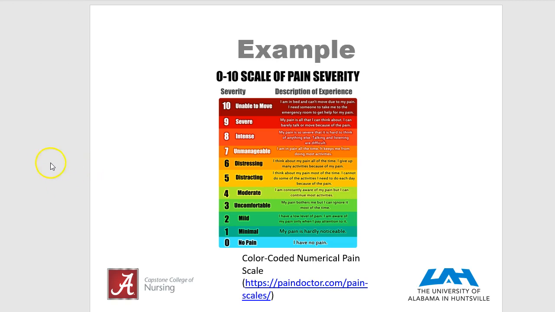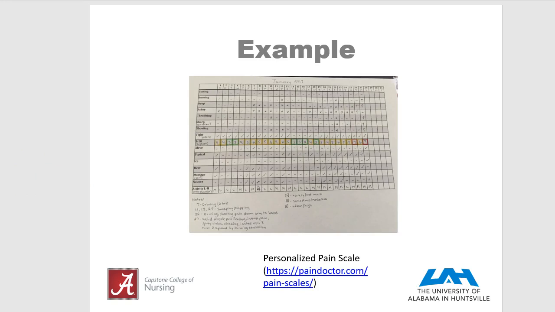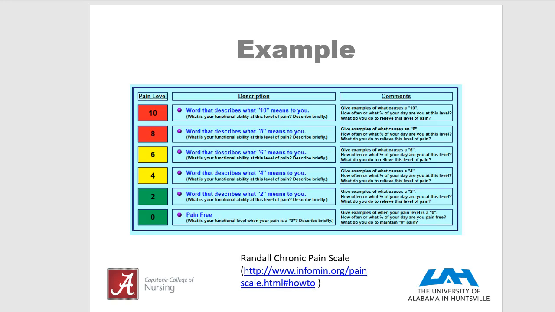Another example, a color-coded numerical pain scale. Another example is a personalized pain scale that a patient has actually developed. And then this is a Randall chronic pain scale, and you can see they actually ask you to give a word that describes what this level means. So they pick a level that they're at, and then they also describe it, and give examples of what causes this. So in this case, you have quantitative and qualitative data.